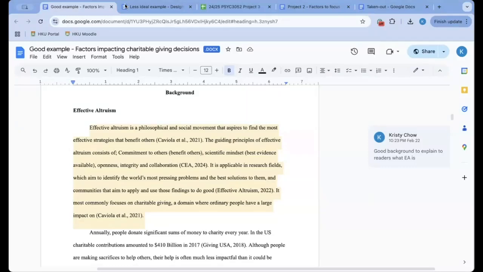Seoul did their background quite well because in the very first paragraph, they provided quite a good background to explain to readers what effective altruism is. They don't just assume that everybody knows what EA is and why it's important to look at. So this served as a very good introduction as to why they proposed certain factors and how they linked those factors back to effective altruism.